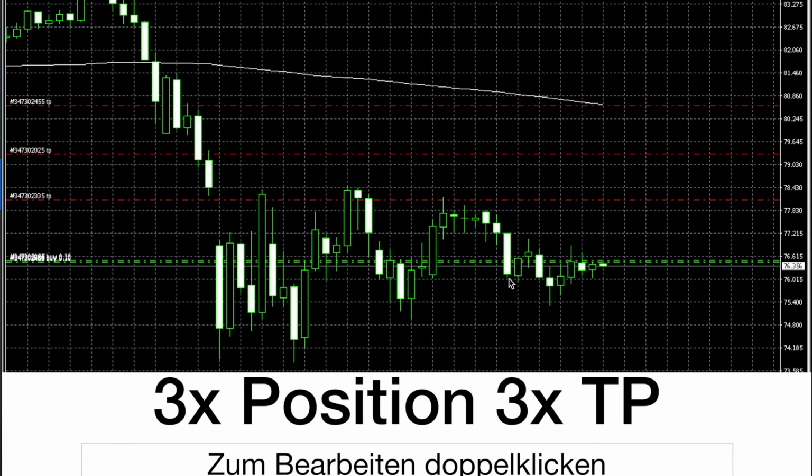Next up is the 3 positions, 3 take profit strategy. Here you open up 3 trades and have 3 different targets for each trade. So once one target is hit, like the first take profit, you move the stop loss of all the remaining positions to break even. And then once take profit 2 is hit, you put the stop loss to take profit 1. And once the last take profit is hit, every position is closed.